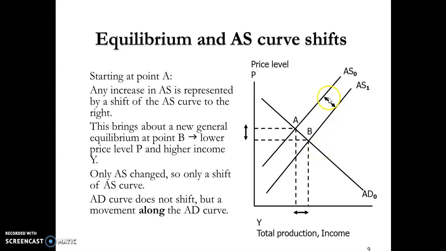So again, please note that only the aggregate supply curve shifted. However, there was a movement along the aggregate demand curve. So you need to know what factors may cause a shift and how the curve would shift, and then evaluate what the impact on the price level and output would be.